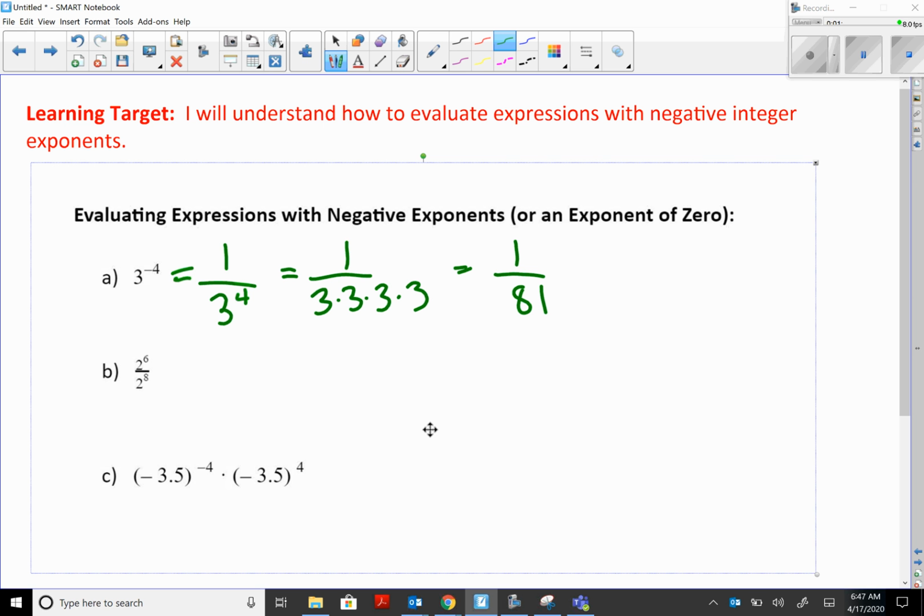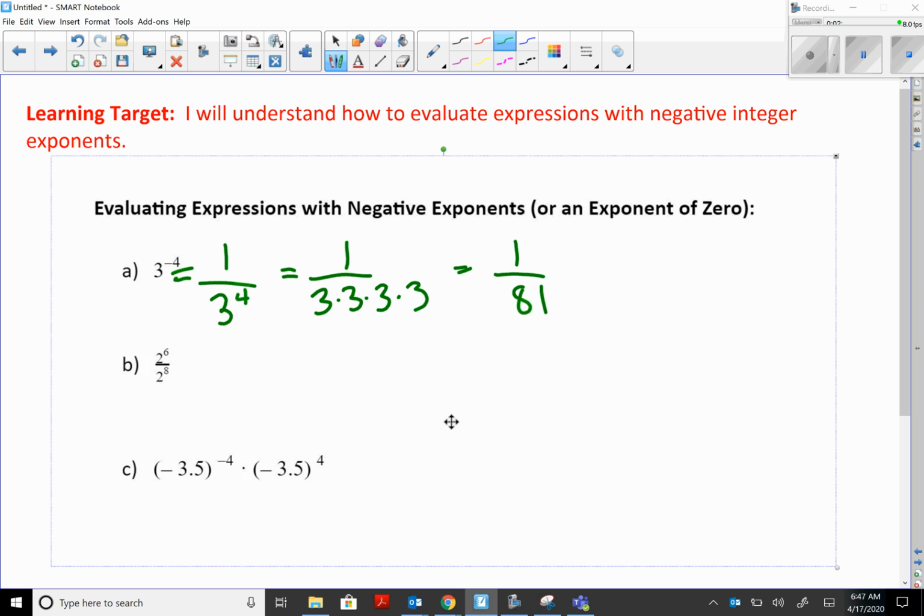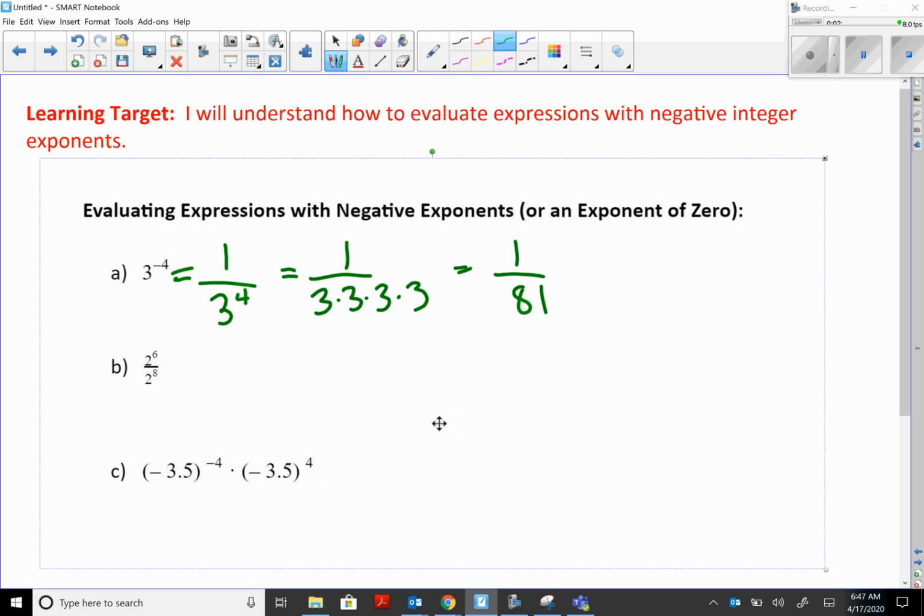On B, we actually have to use the quotient of powers property before we can do any evaluating. The quotient of powers property says that if we have the same base and we are dividing, and we know that we're dividing because we have that fraction symbol, we are going to subtract the exponents. So 2 to the 6th power divided by 2 to the 8th power is the same thing as 2 to the power of 6 minus 8. Now I'm going to get a negative exponent. So now I have 2 to the negative 2nd power.